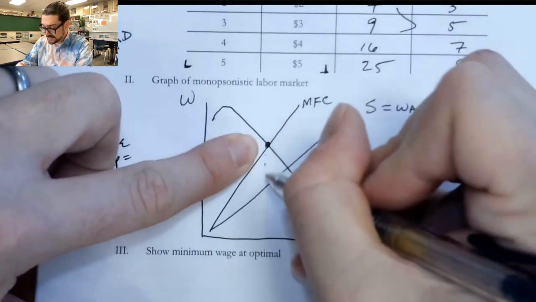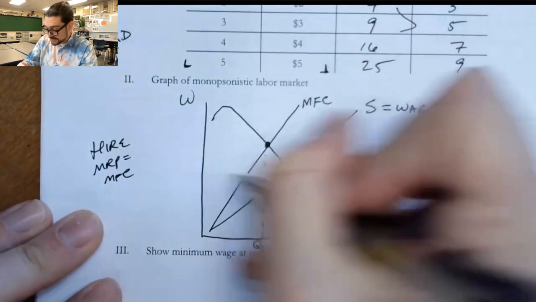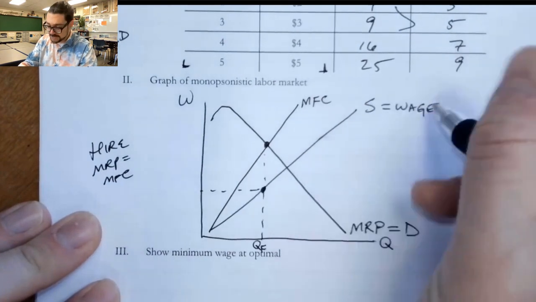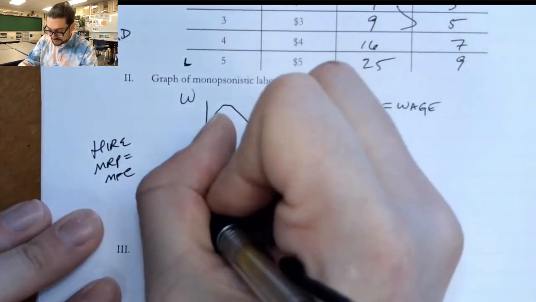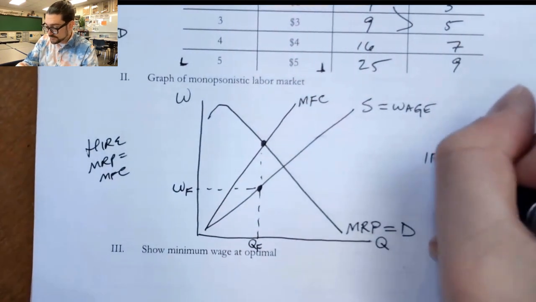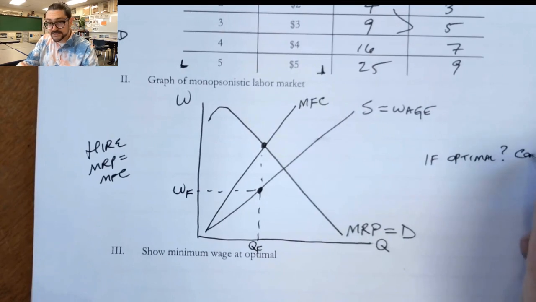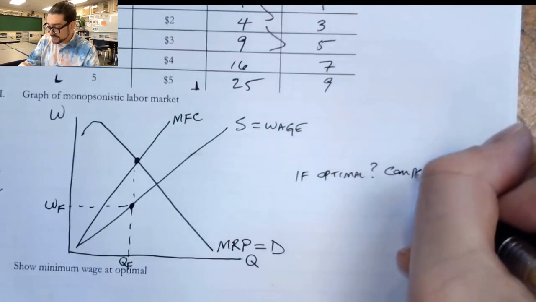That's the quantity they hire, QF, and they pay down here on the wage, right? They pay the supply curve. So this is the wage the firm pays. But what would it be if it were optimal, right? Optimal or competitive is another way to say that. What would it be if it were competitive?